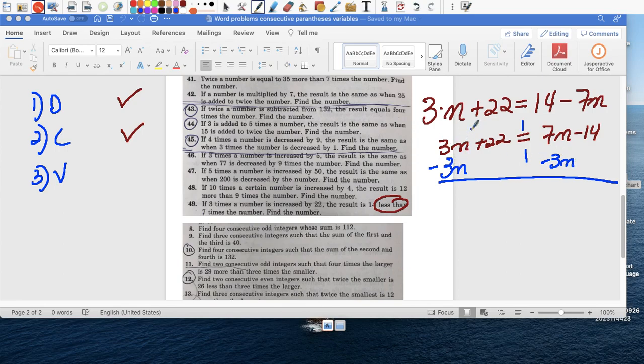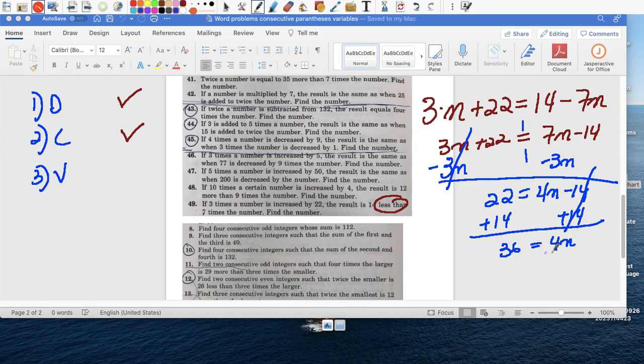3n minus 3n is 0, right? So that goes away. I'm left with 22. 7n minus 3n is 4n, and then minus 14. We're going to add 14 to both sides, right? Let's get rid of the constant. That's what we do first. So those two go away. I'm left with 4n. 22 and 14 is 36. Divide both sides by 4. n equals 9.